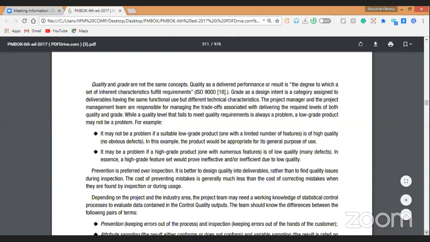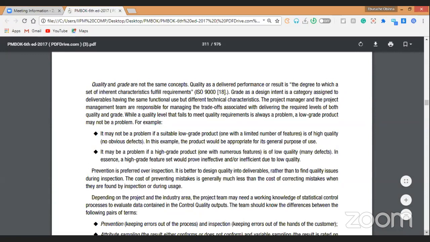Okay, so we've been talking about quality. We've not been able to define quality. So what is quality? Could there be a difference between quality and grade? So quality and grade are not the same concepts. Quality, as a delivered performance or result, is the degree to which a set of inherent characteristics fulfill requirements. That will be found in ISO 9000, subsection 18.